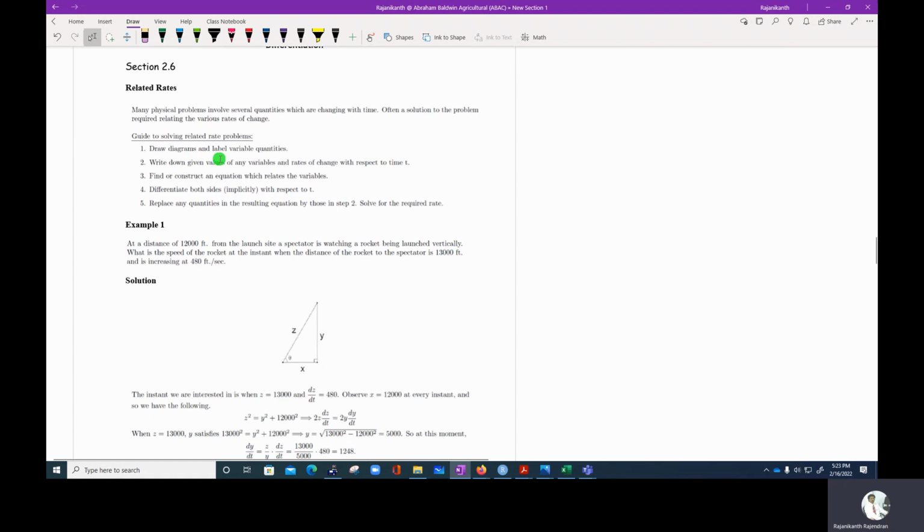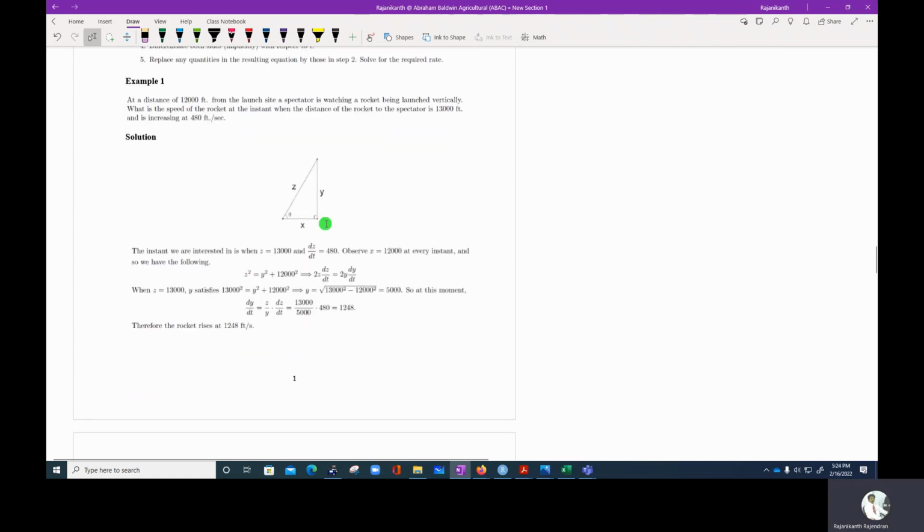First, you need to draw the picture to get better understanding. Then write down the given values of any variables and rates of change given in the problem with respect to time t. So you need to set up an equation which relates the variables. After that, use the implicit differentiation, the one you studied in 2.5. Then make use of that implicit differentiation to identify the last step.